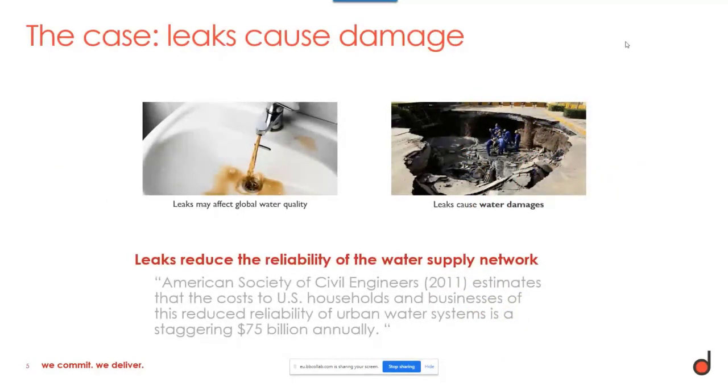Next to that, leaks also cause damage. When a leak occurs, it's possible that it infects the water pipes and really affects the global water quality. Next to that, you can also have things like sinkholes, which cause a lot of damage and cost so much to repair. So sometimes it's very important to react quickly when a leak occurs. And also in general, a study has shown that the reliability of the water supply network really affects things like migration, because if you can't rely on water, then some people decide to move. So it also has a very big economical impact.